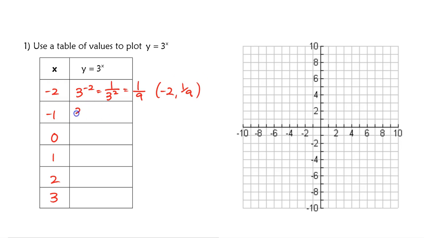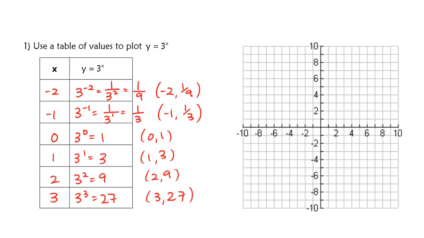When I plug in -1, it's very similar. We're going to move that whole base down to the basement. We get 1 over 3 to the first, which means 1/3. And we end up with the coordinates -1, 1/3. I'm going to pause the video right now. What I would like you to do as well is pause the video and then fill out the rest of this table, and then check your answers and make sure they're the same as mine. Okay, so go ahead and pause.